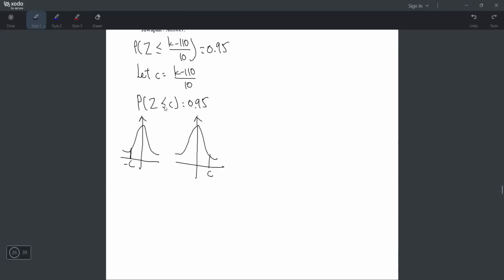Let's shade the region first. Smaller than C means you shade the left side. But if C is positive, then the left side will be like this already, right? So how to know which one is correct? Very easy. You look at the probability answer. If the probability answer is more than 0.5, then you choose the bigger region. But if the probability answer is less than 0.5, then you choose the smaller region. Now 0.95 is obviously bigger than 0.5. So there's no way this area here is 0.95. It doesn't even make sense. So the 0.95 must be this. So the Z is positive. Okay, the C is positive.